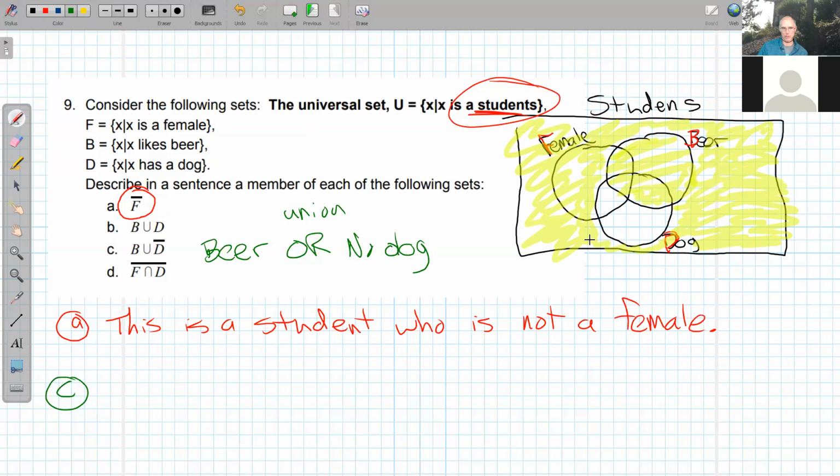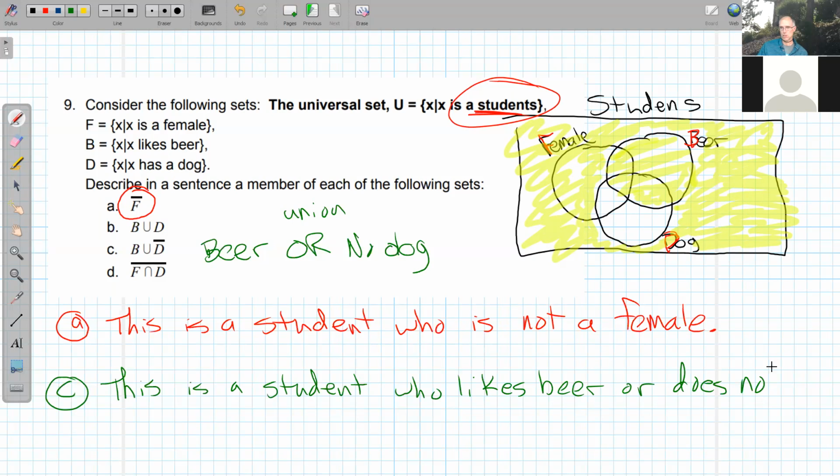Sometimes a Venn diagram helps me. I don't know if that helped for that one. I don't think it did. But the key is what that union means. So I would write, this is a student who likes beer or does not have a dog. That would be my answer for that one. Questions on C?